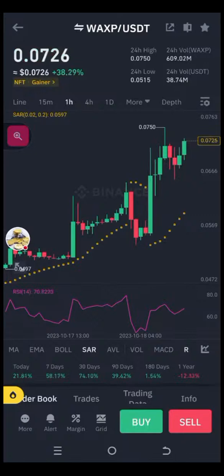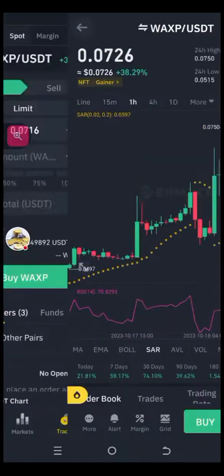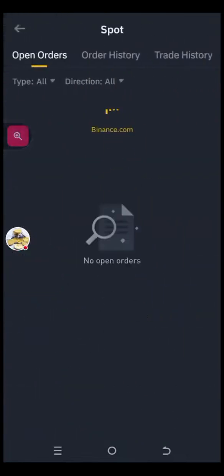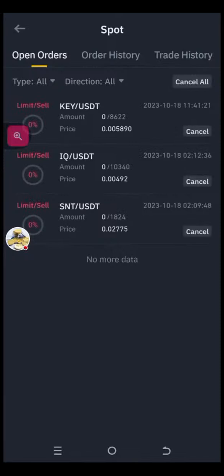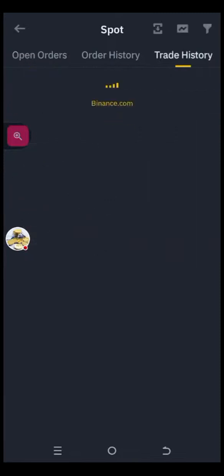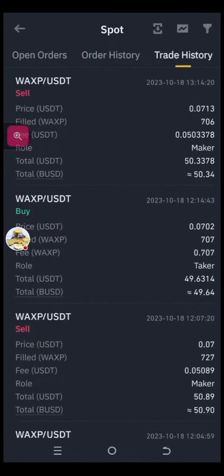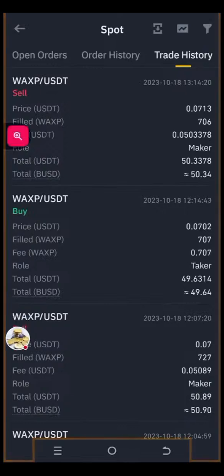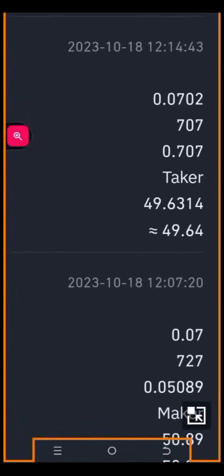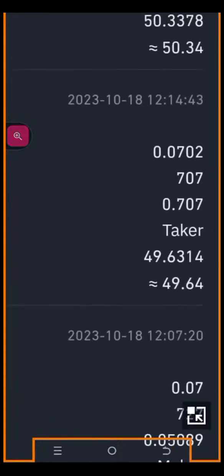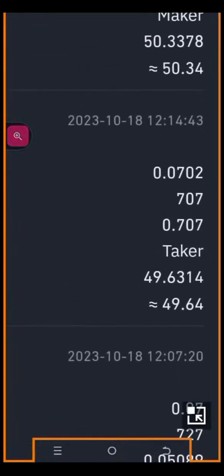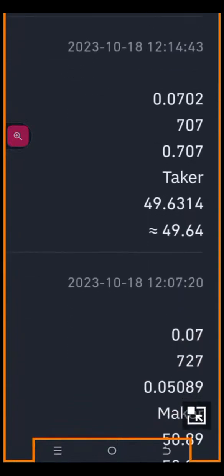What was it now? Let me show you what it picked up so that you will understand that it wasn't 33 cents we made. We actually made more than that, right? If we look at the trade history, the amount we bought was 49.63, and what eventually came out was 50.33. So 50.33 minus 49.63. I'm happy with that.